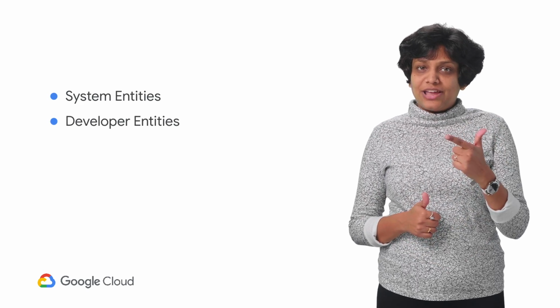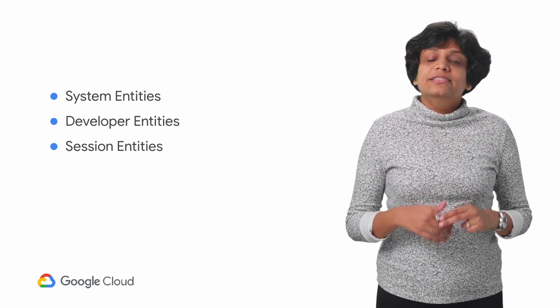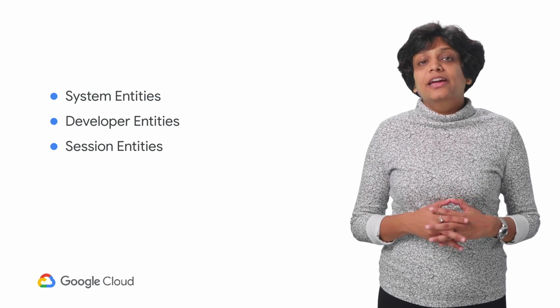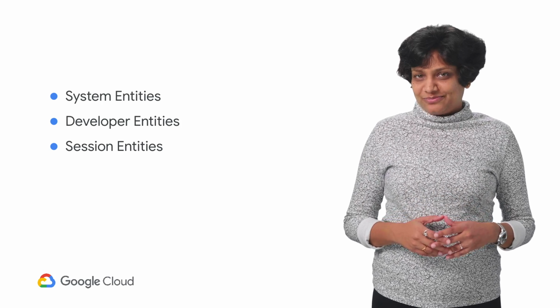All right, that was a lot. So let's summarize. Today, we looked at the three types of entities: system entity, developer entity, and session entities. Then we went hands-on and learned how to set up these entities in our appointment scheduler chatbot.